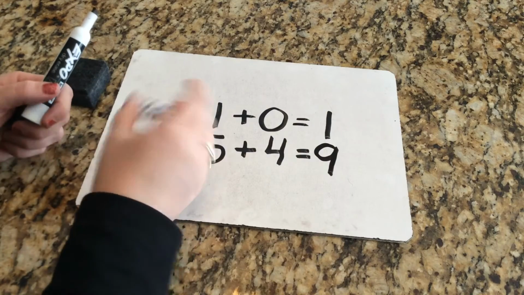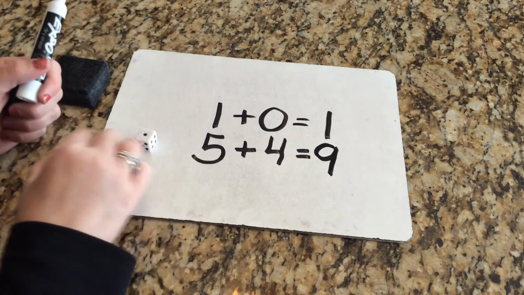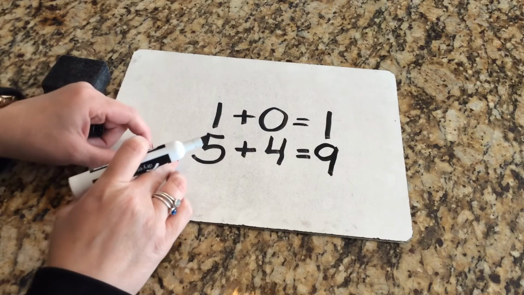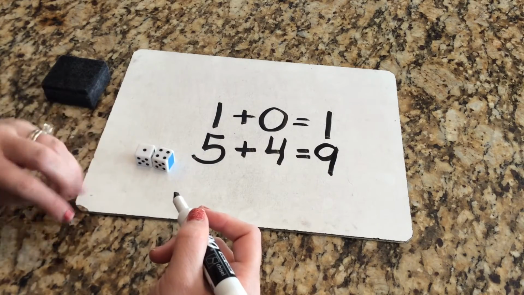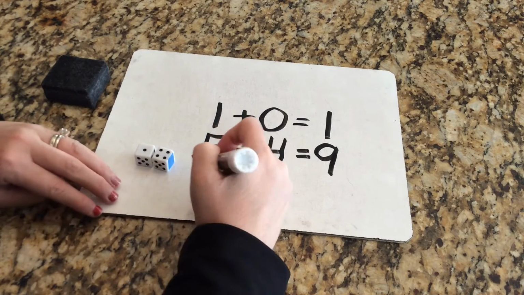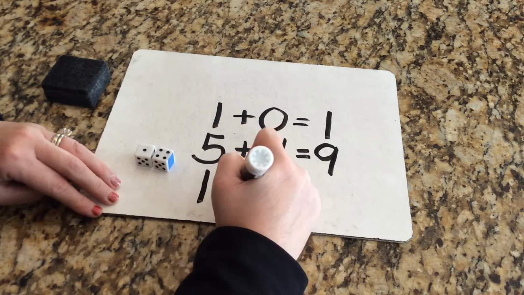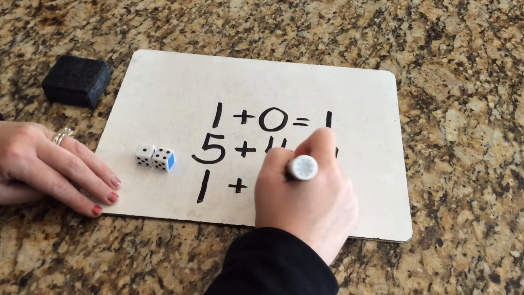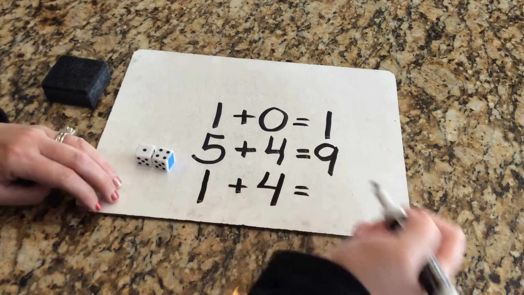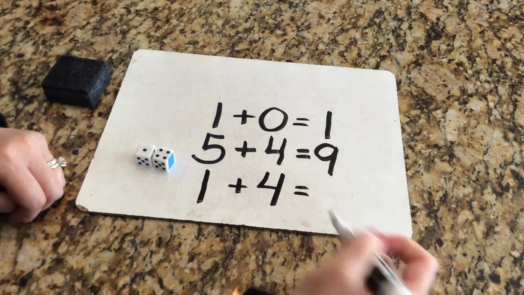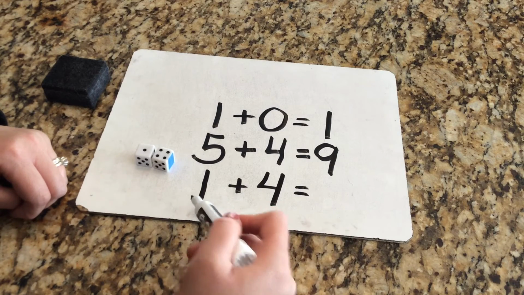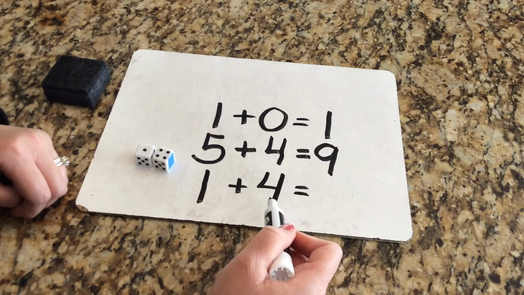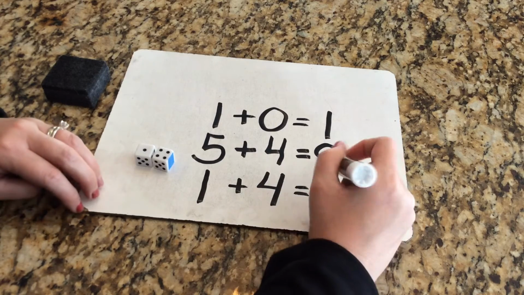Then I would roll again. I rolled a 4 and a 1. So I am going to write, I'll write it in the order that my dice are because it can go either way. 1 plus 4 equals, and again, a little trick to get me to the answer quickly is I like to say the bigger number first and count up the smaller number. So I would say 4, 5.